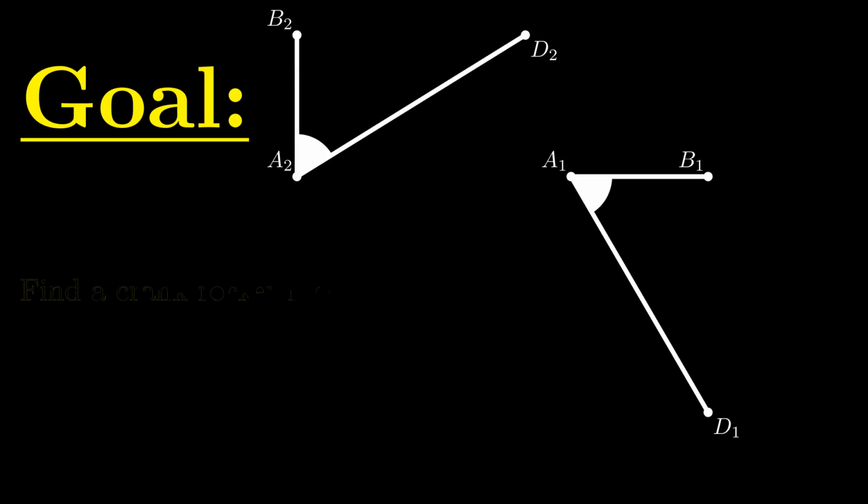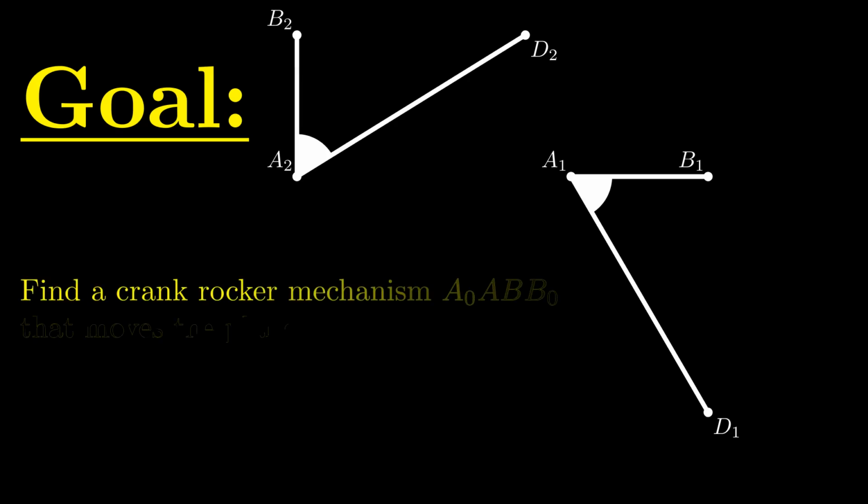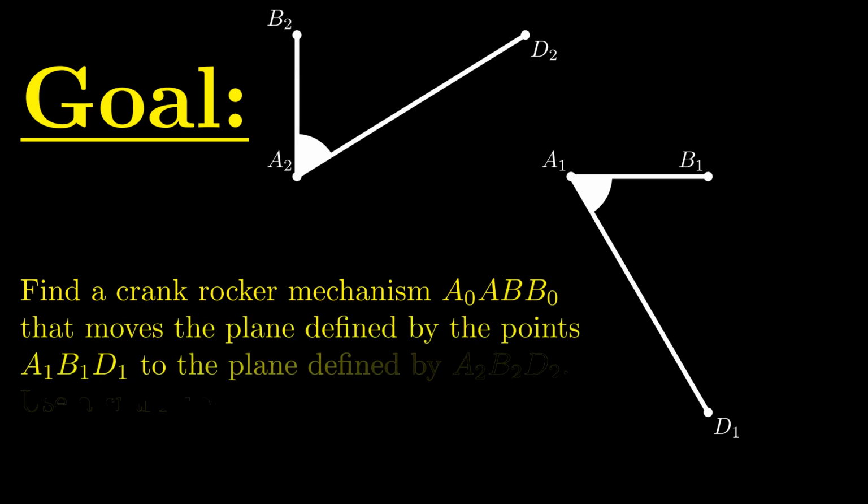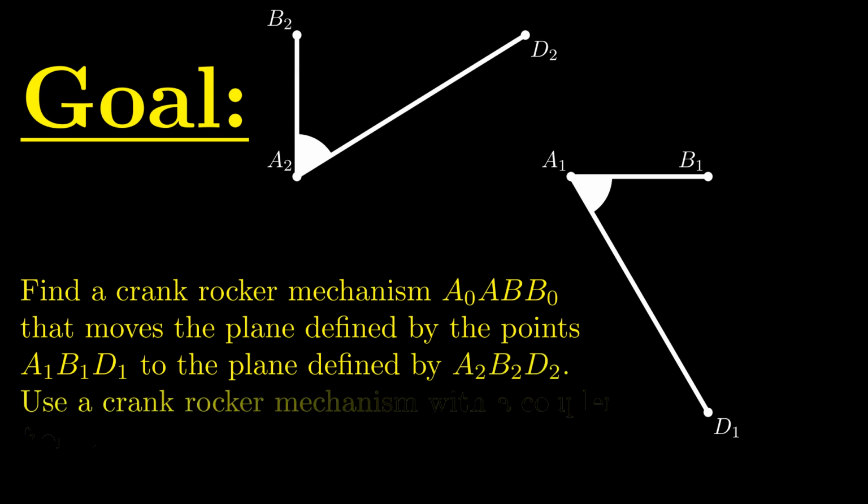Find a crank rocker mechanism A0 A B B0 that moves the plane defined by the points A1, B1, D1 to the plane defined by A2, B2, D2. Use a crank rocker mechanism with a coupler from A to D.